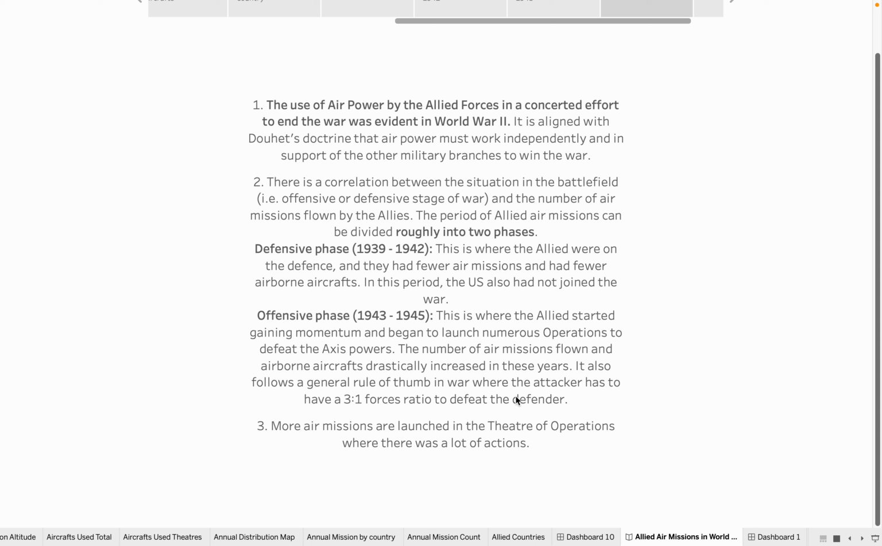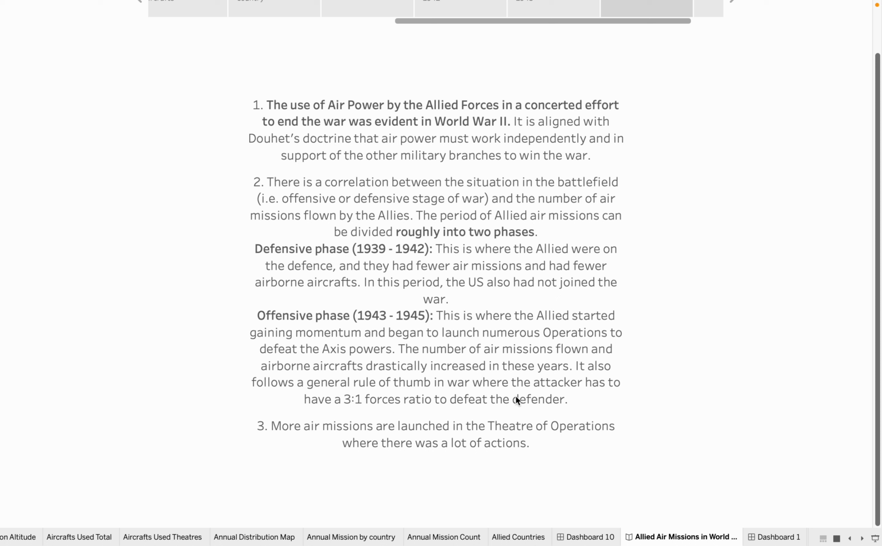And then the offensive phase was when the Allies started to gain momentum and began to launch numerous operations to defeat the Axis. The number of air missions flown and airborne aircraft drastically increased in these years. This is also because the Allies were following the general rule of thumb in war: the attacker, because they're now attacking forces, right? And the Axis powers were on the defensive. The attacker has to have a 3-to-1 forces ratio with the defender. So that's why the number of air missions drastically increased in those years in order to defeat the defenders.